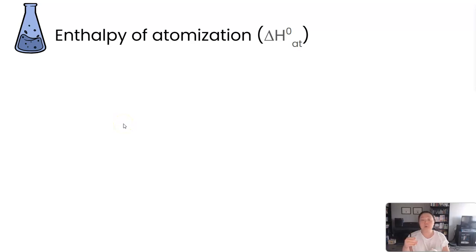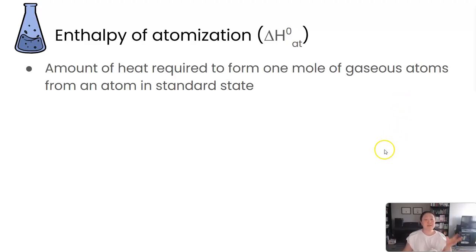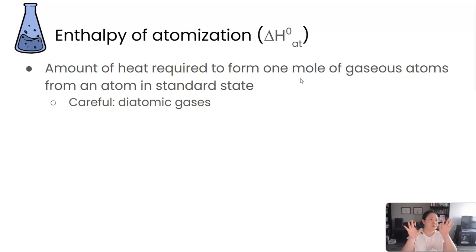These last two are going to be more useful if you're in the IB program, not as useful in general, and so you're not going to see these really in a non-IB course. But we have the enthalpy of atomization, and that's the amount of heat required to form 1 mole of gaseous atoms from an atom in standard state. So these are going to be important with certain other things that you have to do, but basically when you take the stuff in standard state and you change them into atoms, that energy is going to be the enthalpy of atomization. Now, in some cases, it's literally going to be as simple as you take solid sodium and you change it into sodium gas.